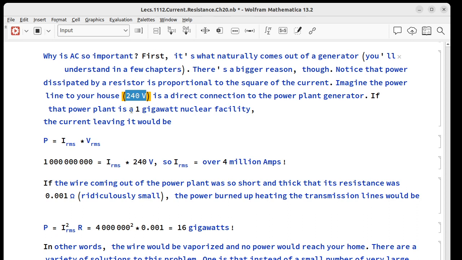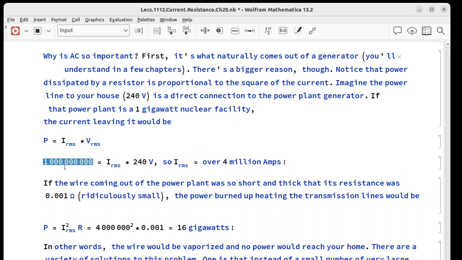If the power plant is a 1 gigawatt nuclear plant, which we have, then the current leaving that nuclear facility, we got to get 1 billion watts out at 240 volts. That means over 4 million amps, which is a ridiculous amount of current. Even if the wire that was coming out of the power plant was so short and so thick that its resistance is a milliohm, which is ridiculously small, the power burned up heating up this wire would be I_RMS squared R, 16 gigawatts. In other words, more than this thing is making.